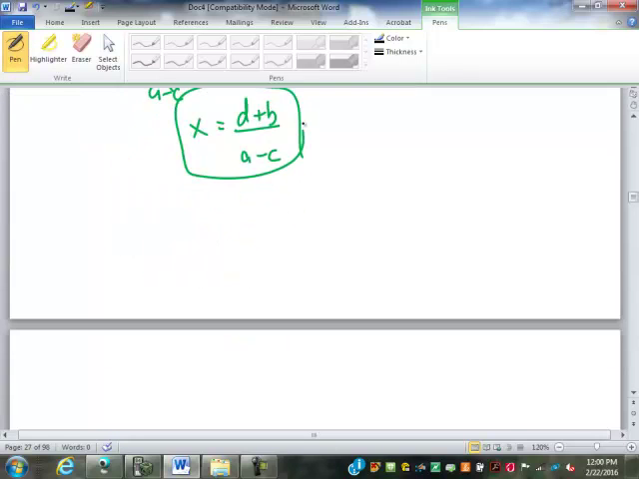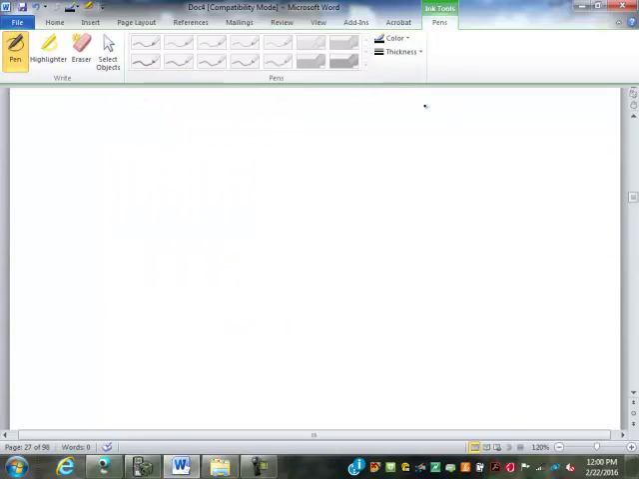The final use of variables that we're going to look at for today before we move on to ratios is we're going to look at variables as formulas or evaluating expressions.